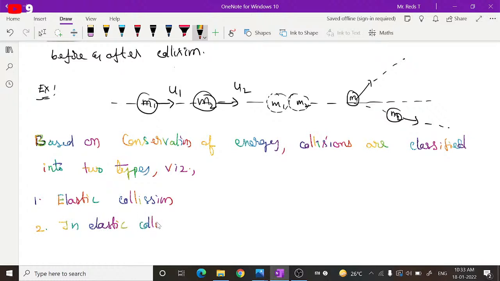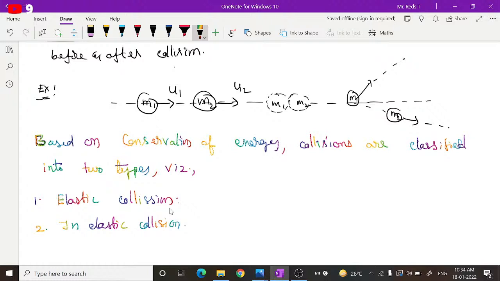Inelastic collision, right? In some books you may come across elastic collision, perfectly elastic collision, inelastic collision, perfectly inelastic collision, and semi-elastic or semi-inelastic collisions. But these are the general classification of collisions. If you understand the different kinds of collisions, you can understand how to deal with them, right? So let us try to recollect what elastic collision means.